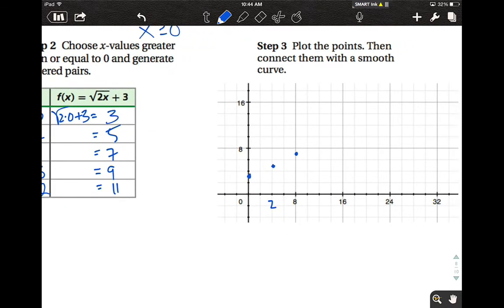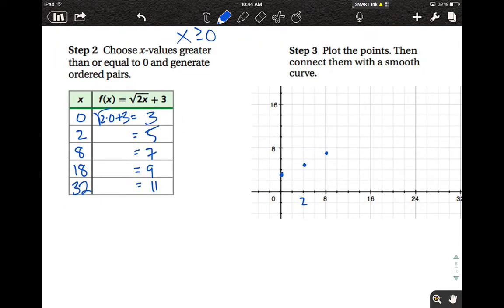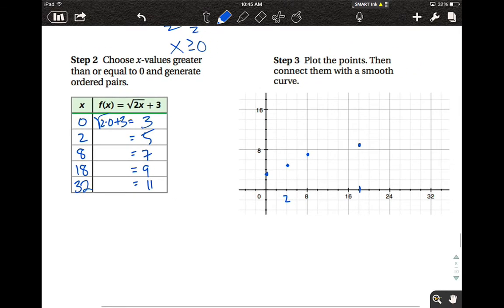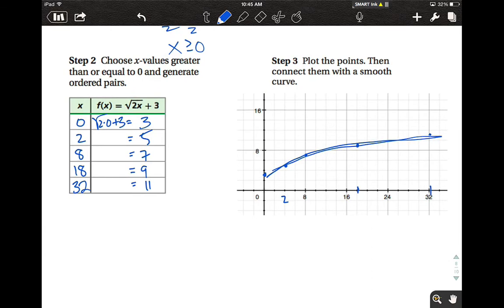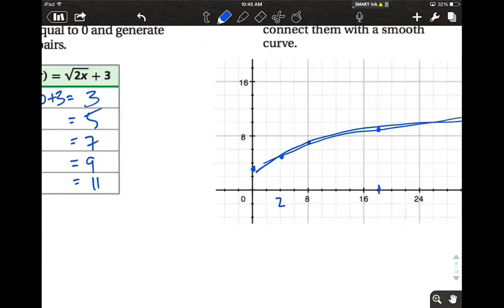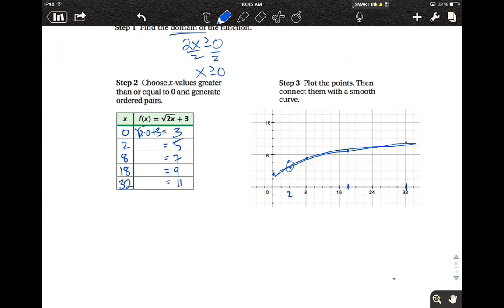When x is 18, here I get 9. And when x is 32, way over here, I get 11, which is right about there. Okay, we should get this kind of figure here. It's possible that that one's maybe in the wrong spot. This one looks a little weird here. But either way, we should mostly have the same points. It's possible I made a mistake there.